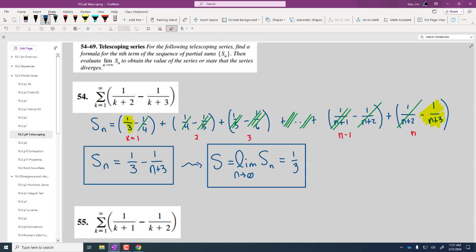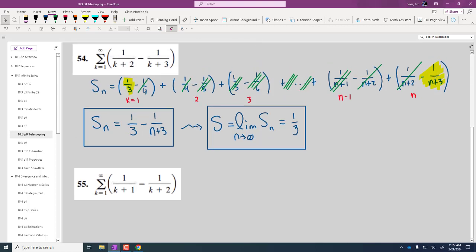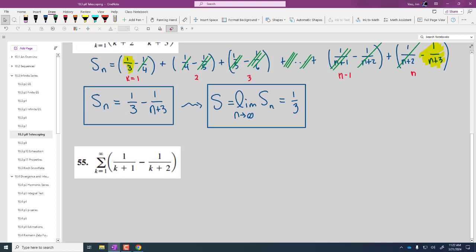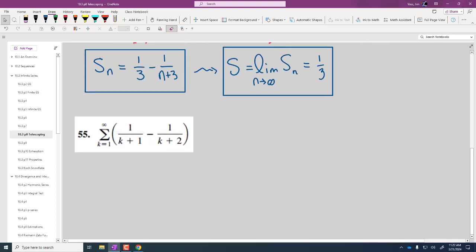So that's the nature of a telescoping series. We have a bunch of terms in the middle that just wipe each other out. Usually we have a couple at the front and a couple at the back that are preserved, and a chunk in the middle that just vanishes. Okay, so let's do one more. I want to change this one a little bit just because I want to make it a little more complicated.